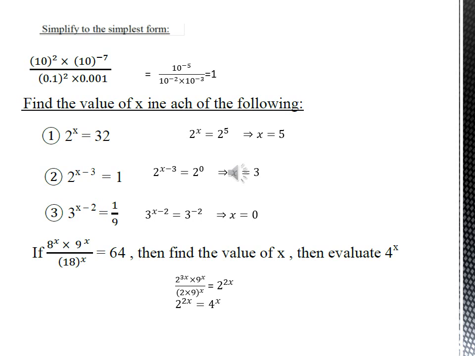Here, find the value of x for each of the following. It's so easy, because as we remember and did before, we must make the bases the same, so we'll make here 2 power x equals 2 power 5. Then we can use the powers: x equals 5. Same, 2 to the power x minus 3 equals 1, and we know 1 means 2 power 0. So we will take the powers: x minus 3 equals 0, which means x equals 3.